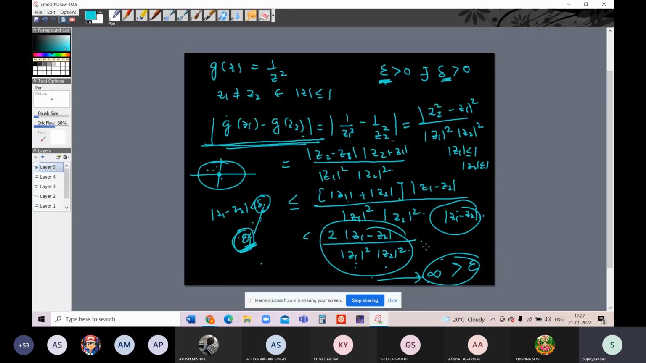So it means that this function is not uniformly continuous for this choice of z1 and z2. It means that here the concept of continuity is depending on points also in this region. So it is not uniformly continuous because this quantity is becoming very large when we are choosing z1 or z2 very close to 0. So this function is not uniformly continuous in this region because this point z0 is included in this region.